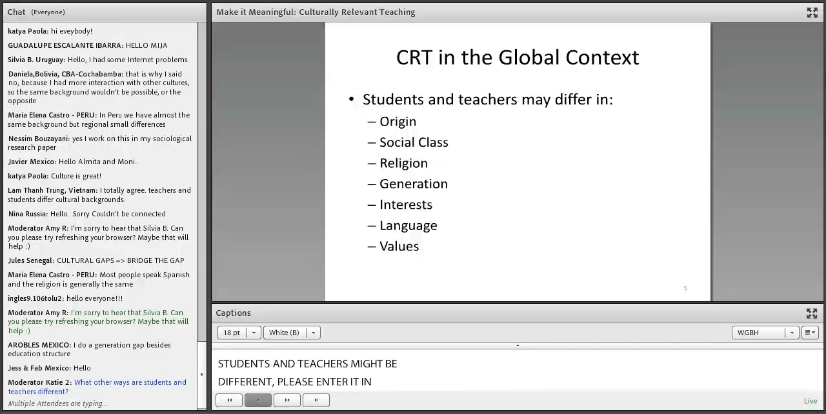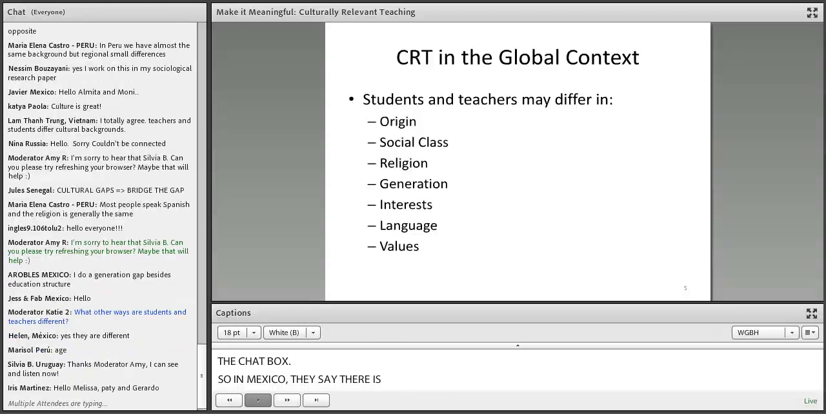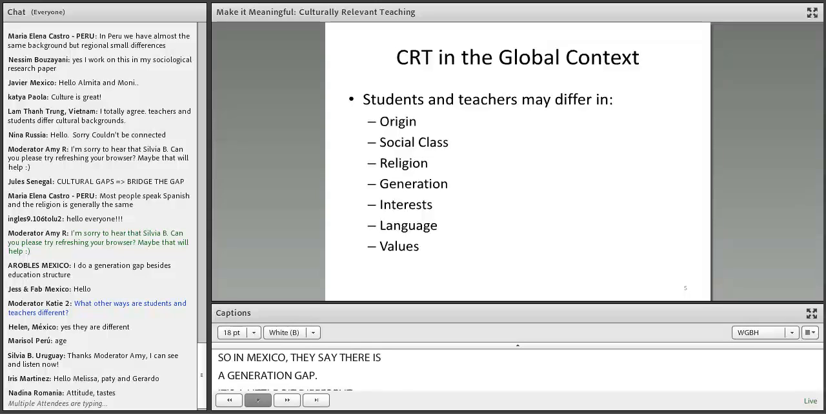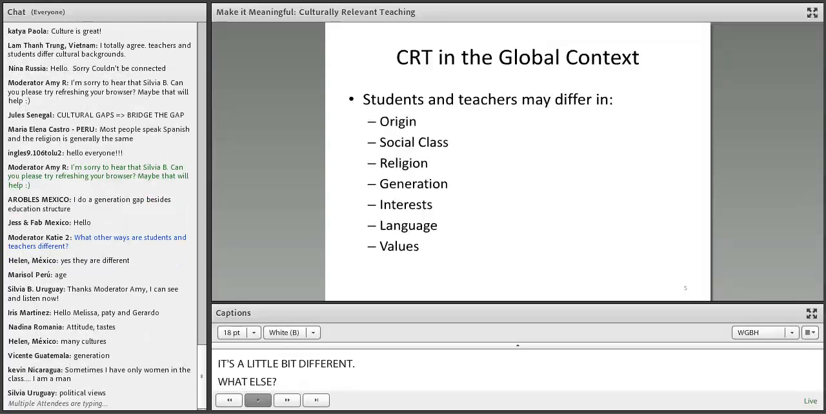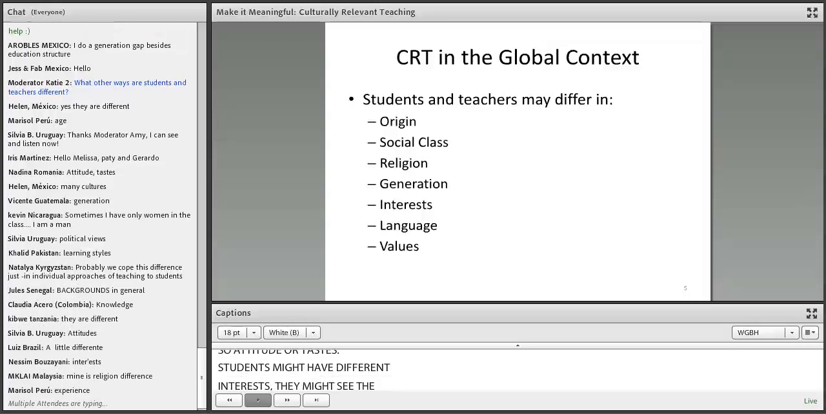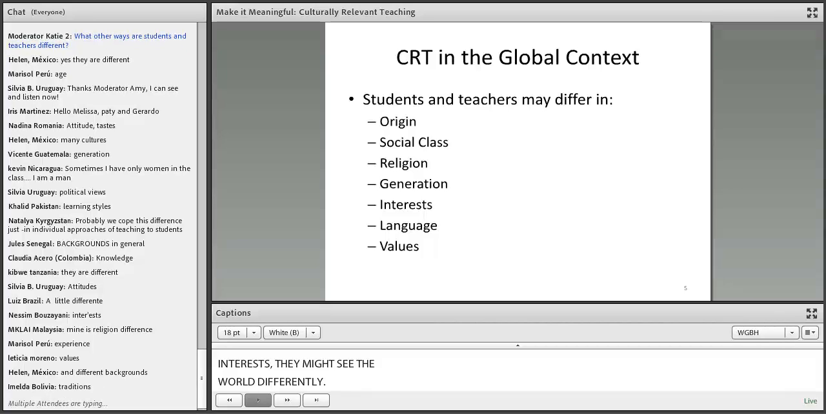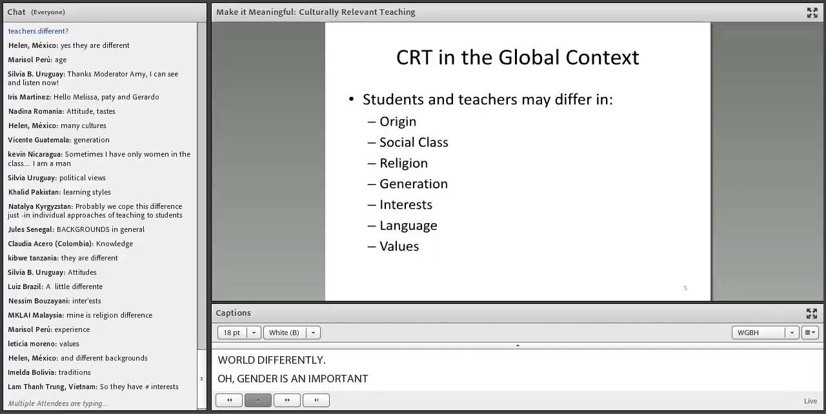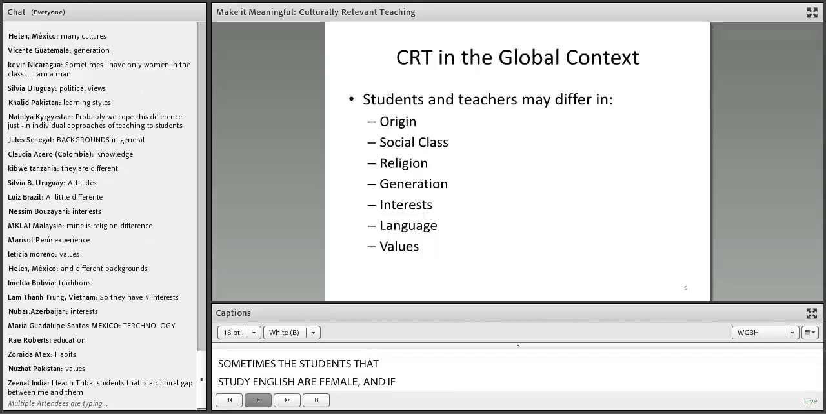So in Mexico, they say there is a generation gap. It's a little bit different. What else? So attitude or taste. Students might have different interests. They might see the world differently. Oh, gender is an important issue. Sometimes the students that study English are female, and if you are a male teacher, there is a difference there.